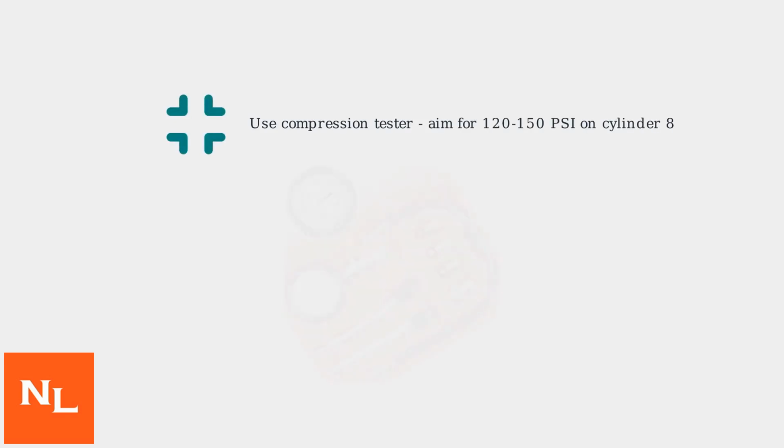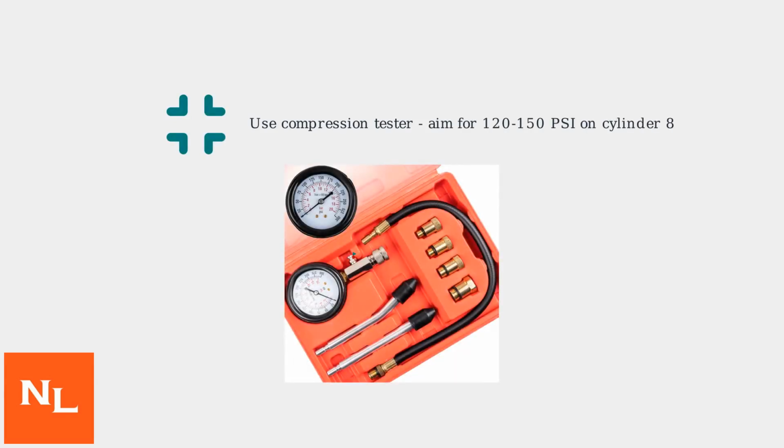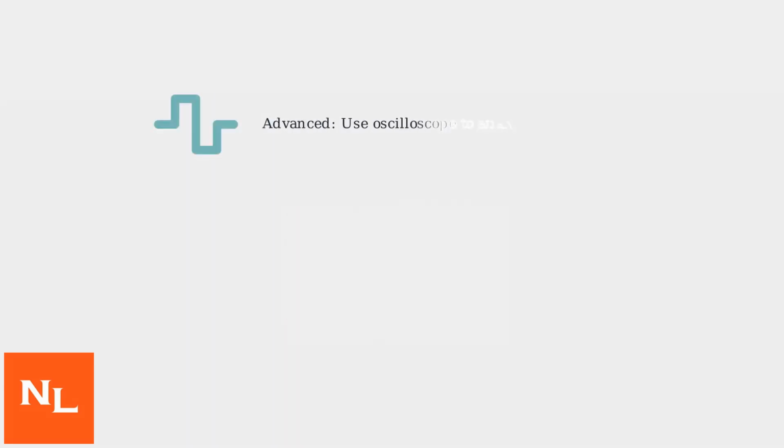Perform a compression test on cylinder 8 using a compression gauge. Healthy cylinders typically show 120 to 150 psi. Low readings indicate worn piston rings, valves, or cylinder walls that need mechanical attention. For advanced diagnosis, connect an oscilloscope to analyze ignition coil waveforms. Look for abnormal patterns like voltage drops or timing issues that indicate coil failure or wiring problems in cylinder 8.